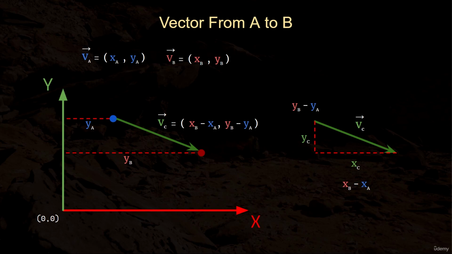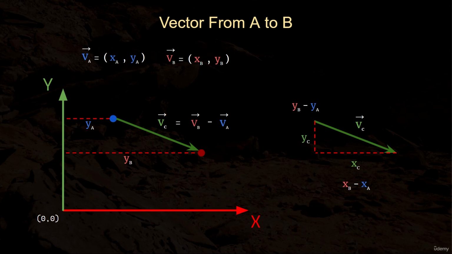So this component-wise subtraction is really just vector subtraction. It's vector B minus vector A. So if you have 2 vectors representing 2 locations in space, you can take the destination minus the starting point and always get the vector from point A to point B.